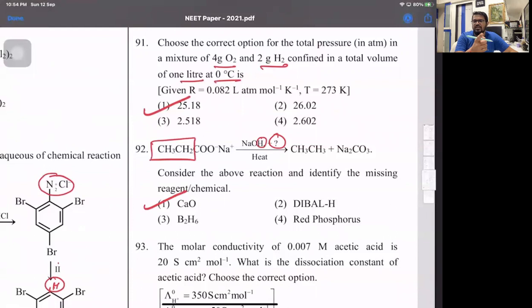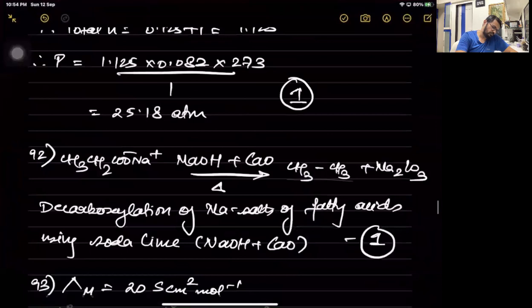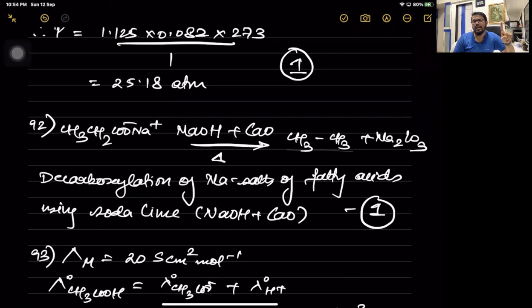So 92 is one. Sodium propionate with soda lime gives you ethane plus sodium carbonate. One carbon less, which is given out in the form of sodium carbonate using soda lime. That's 92 is one.